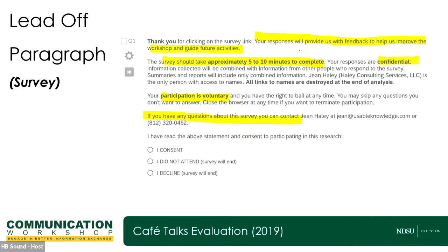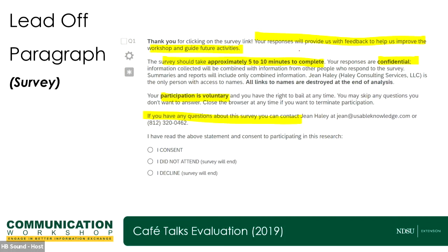Let's get into that lead-off paragraph, Jean, because this is incredibly important to set the stage for the survey that you send out. What are some of the key things that you include in this lead-off paragraph to tell people what they're getting into? Yeah, this serves two things. Somebody asked it the last time too: how do you get people motivated to actually fill out the survey, to feel like they need to do it?